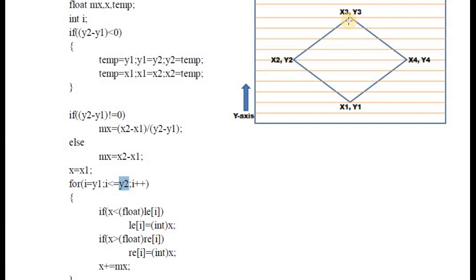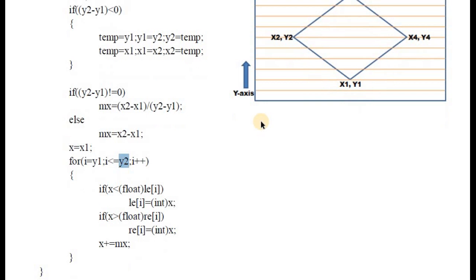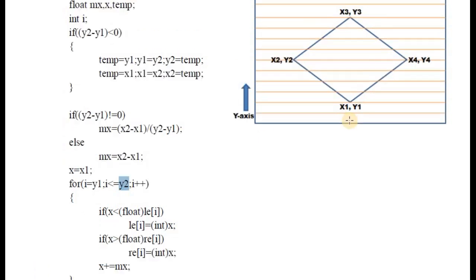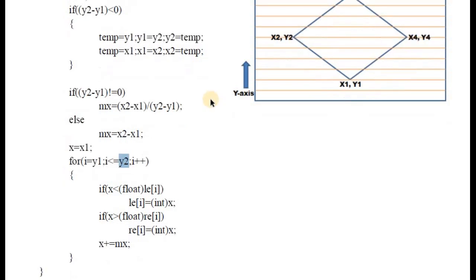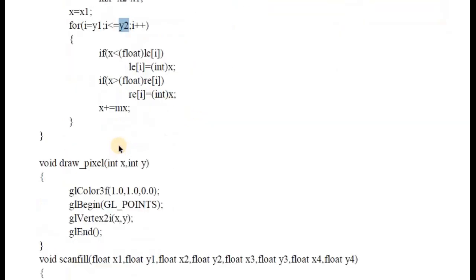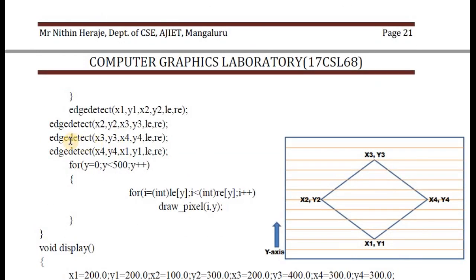Got it? So after you pass this point, that is x3 y3, the left edge value remains the same and the right edge value keeps changing, and it gives you these values. You will get these values in the right edge. So in the left edge you will get all the values of this x and y. In the right edge you will get this x and y. So go back to the function. So all your edges are detected.